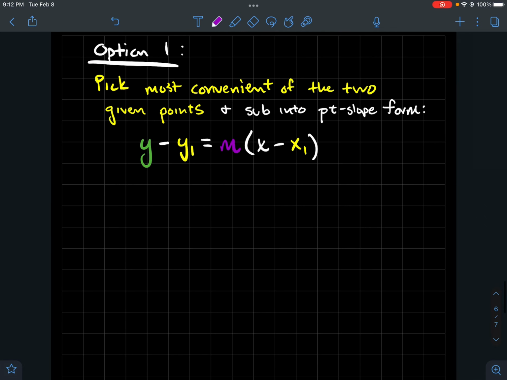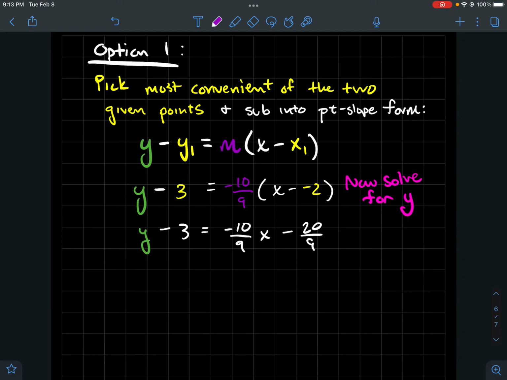Option 1, again, pick the most convenient of the 2 given points and just substitute it into the point slope equation that we just got done playing with. And we did that earlier, so I'm going to pick the point -2, 3. Remember, that was the convenient one instead of the 1/4, 1/2. I substitute those in. But now the game is, let's try to get y by itself. And so that's the new thing. So you sub into point slope and then solve for y. And once you simplify everything after you solve for y, you'll be in y equals mx plus b form.